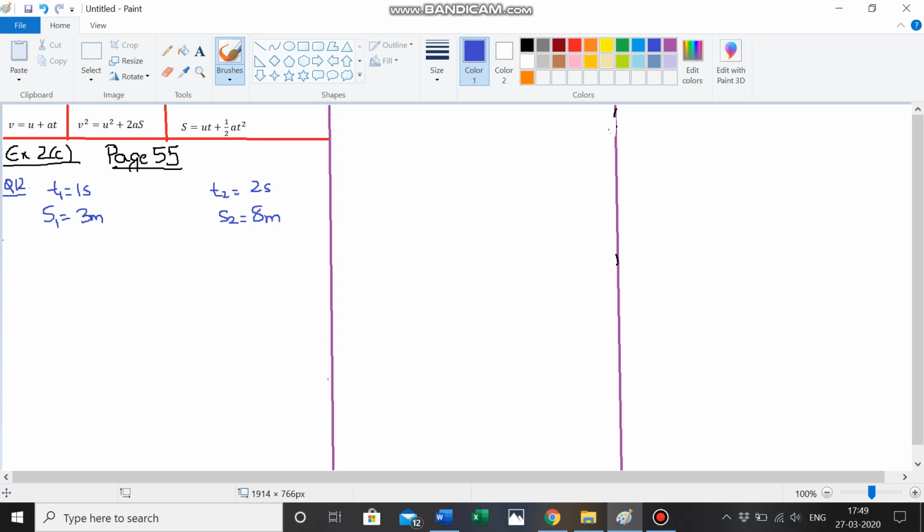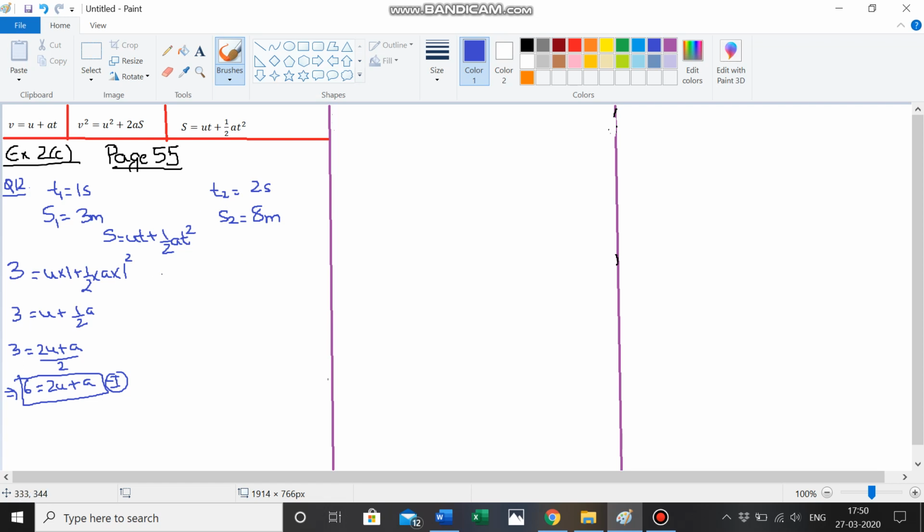So then let's look at the formula. S is equal to ut plus half at square. For this case, s is 3. So 3 is equal to u, we're not given, time is 1, plus half into a, not given, time 1, so 1 square, which means 3 is equal to u plus half a. Taking LCM, 3 is equal to 2u plus a upon 2. Cross multiplying, 6 is equal to 2u plus a. This is the first equation.